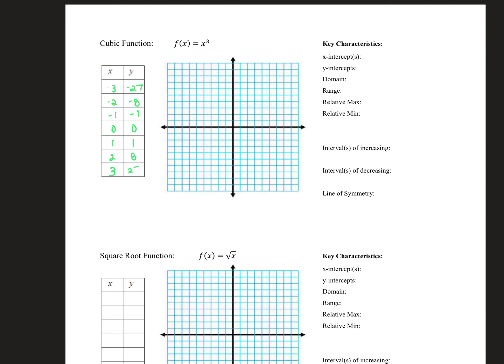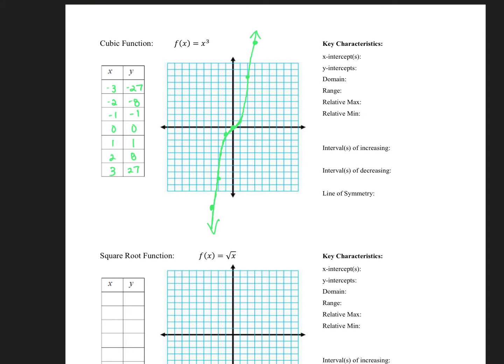3 cubed is 27. All right, so clearly this -27 goes off the graph, so you're going to just kind of estimate where this is at. So I'm going to the left 3, down -27, somewhere down here. -2, -8; -1, -1; 0, 0; 1, 1; 2, 8; and 3, 27, again, far off the graph. So if you have a general sense of what this graph looks like, it looks something like this. That is our cubic function.